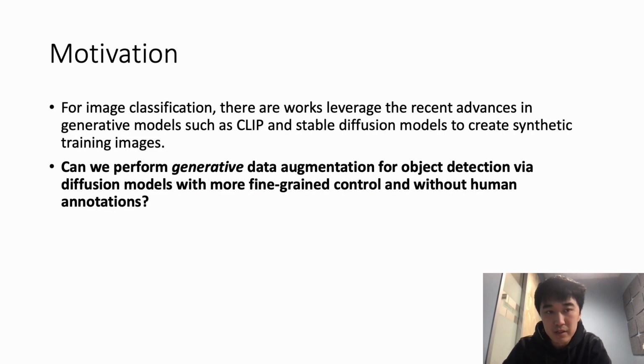So our motivation is for image classification. There are a few works using CLIP and diffusion models to create synthetic training data to boost the model's performance when there's data scarcity. So can we perform generative data augmentation for object detection without additional human annotations? And also, due to the intrinsic feature of the bounding box label for the object detection task, the generation process requires more fine-grained control.